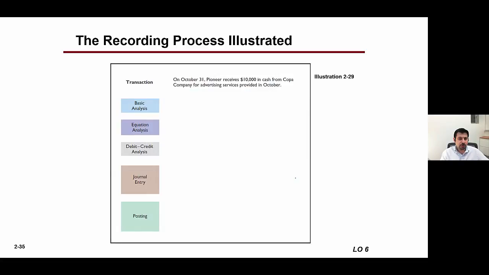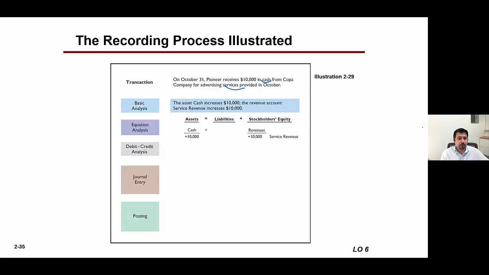On October 31st, Pioneer receives $10,000 in cash from Copa Company for advertising services that were provided in October. So those are services that the company earned in October. They received them in cash, so cash and service revenues are the two accounts involved. Cash has increased and service revenue has also increased. Again, remember that you always need to include an explanation of the reason for the change in stockholders' equity.